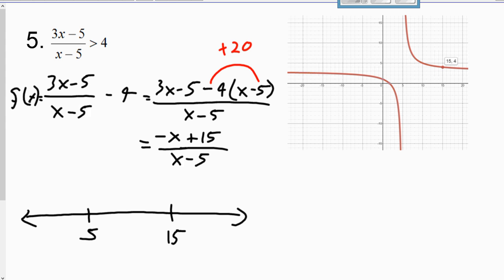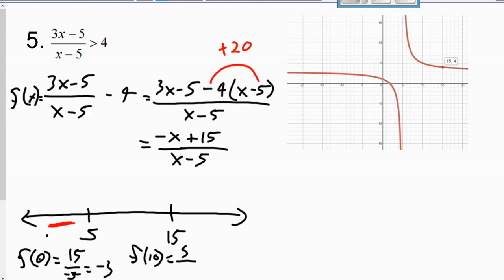So I need to check these intervals. Let's go ahead and check 0 here for this interval. So f of 0 is equal to 15 over negative 5. So that's negative 3. But again, all I care is that this function is going to be negative on that interval. So between 5 and 15, let's go ahead and pick f of 10. So that's going to be equal to 5 over 5. That's 1, but what I care about is that it's positive on that interval.